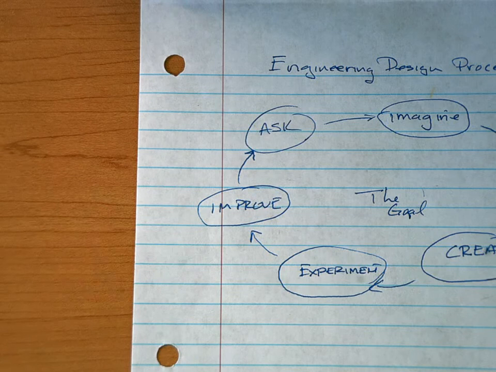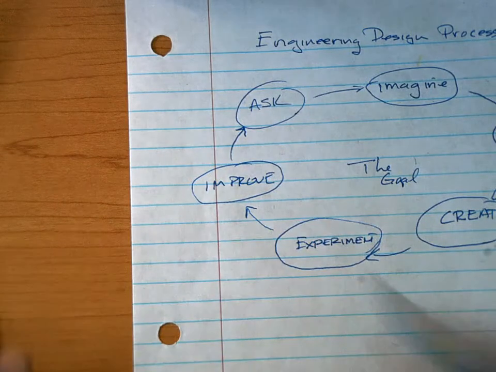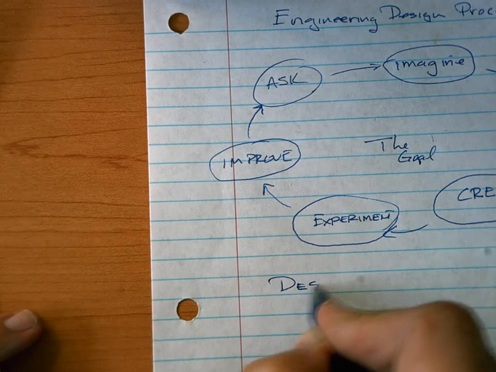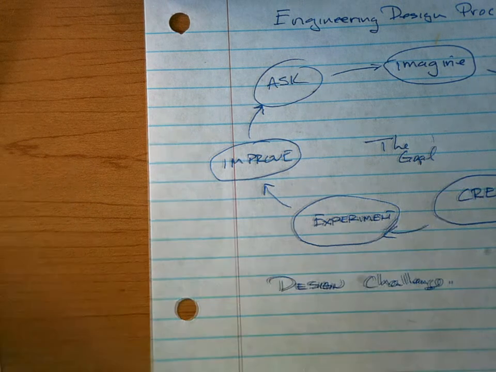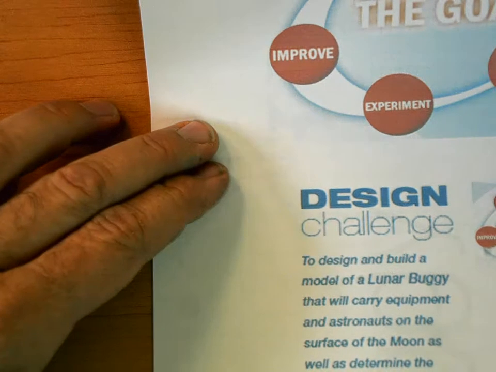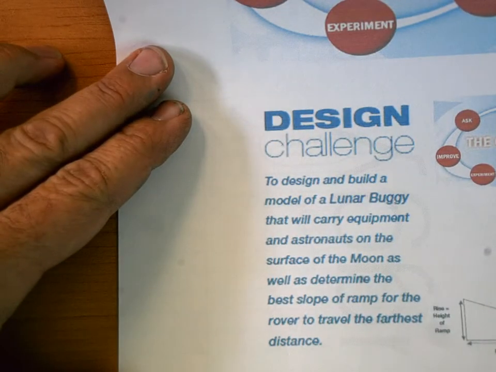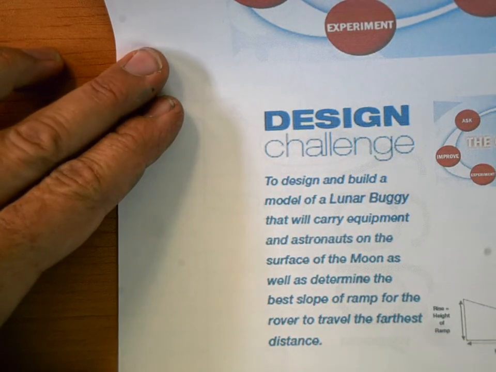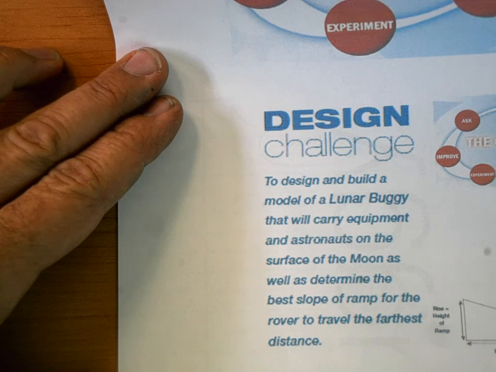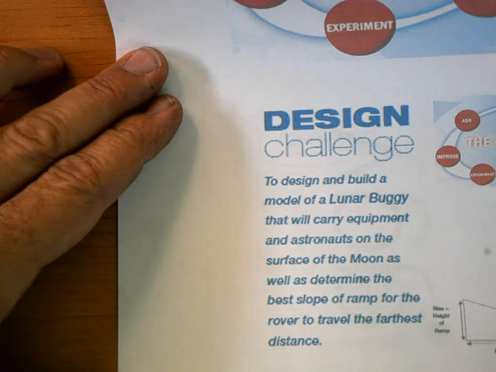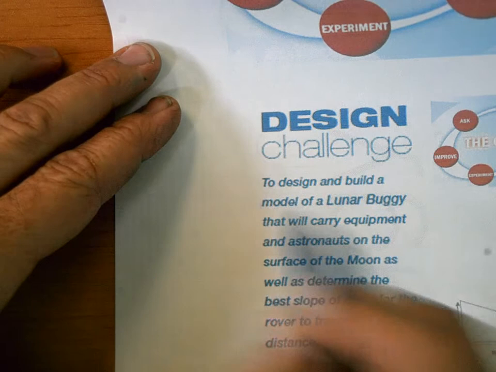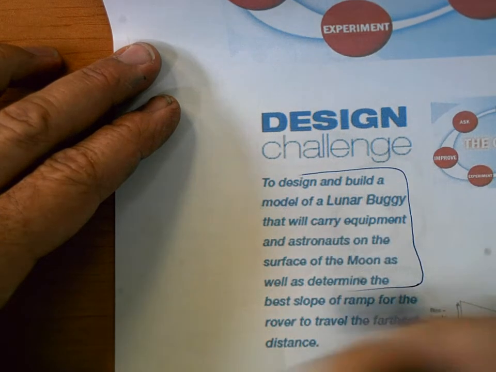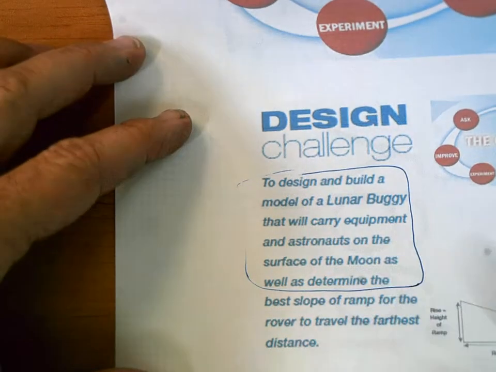Let's move along. Here we go to the design challenge. You are going to design and build a model of a lunar buggy that will carry equipment and astronauts on the surface of the moon, as well as determine the best slope for the ramp. Okay, we're not going to determine the best slope for the ramp. We're going to have a ramp pre-set up, but you're going to calculate the slope and stuff like that of the ramp that we use.